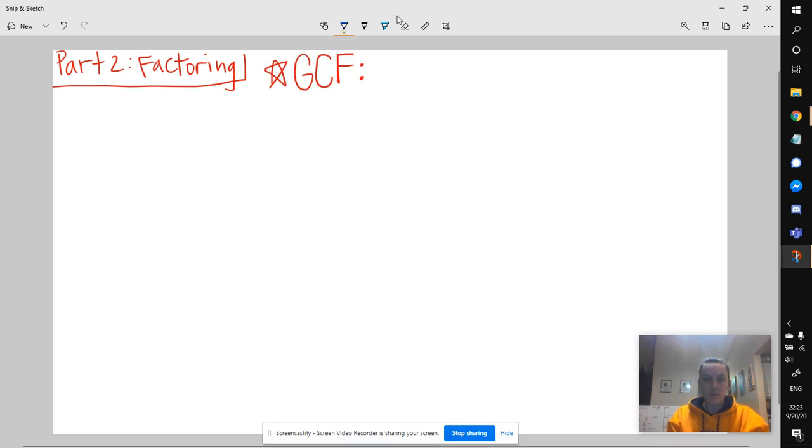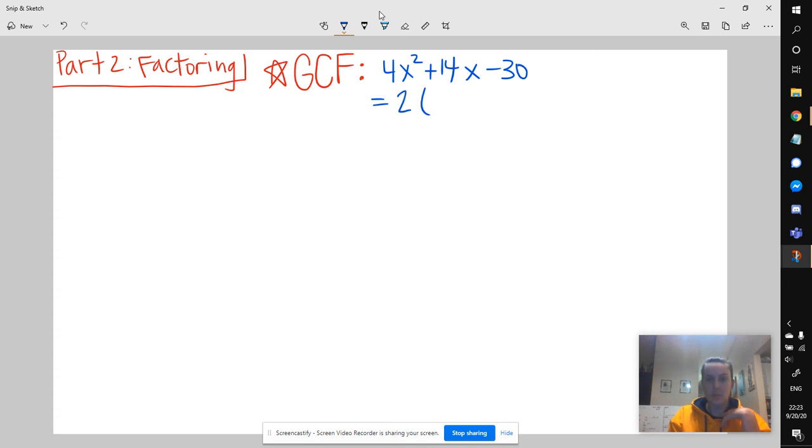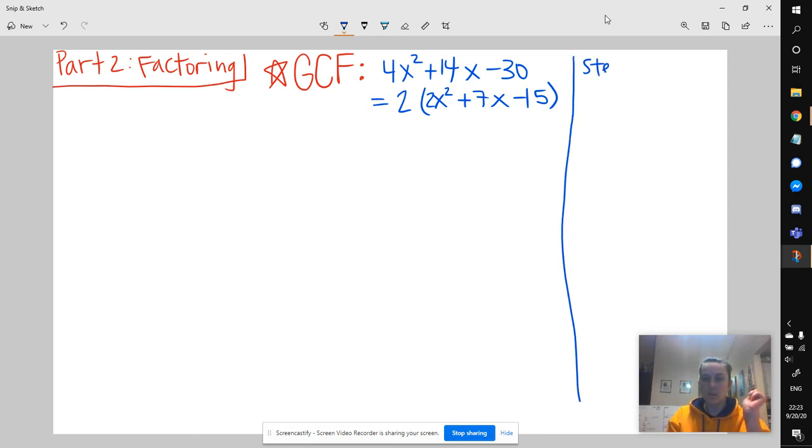Say we have something, this is going to be our example for this whole time. Say we have 4x squared plus 14x minus 30. This is like the weirdest one. The first thing we would do is say, wow, each of these numbers divides by 2. We're going to make our life easier, and number 1, we're going to factor out a 2. So, well, I'm not great at drawing. Step 0, basically before we start.